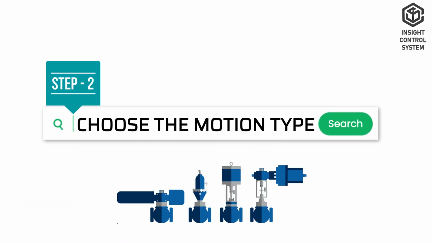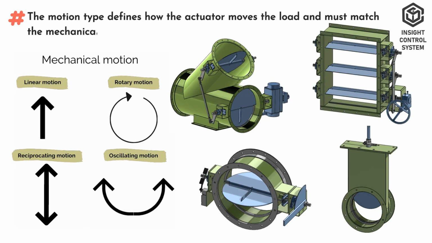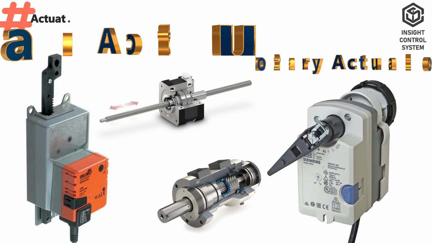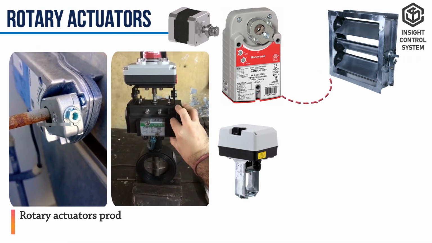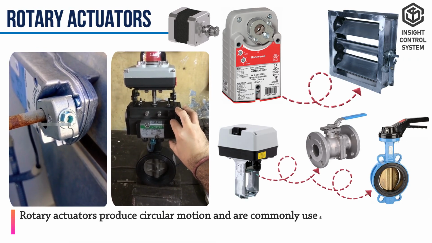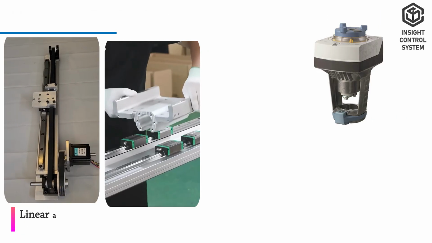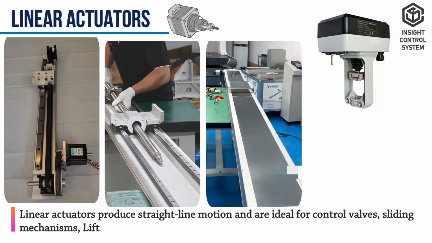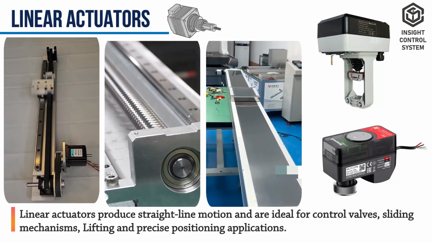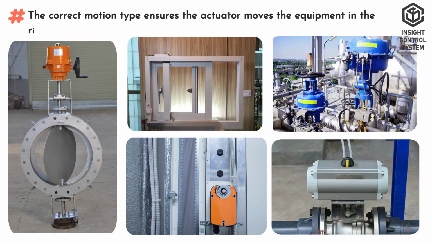Step 2. Choose the motion type. The motion type defines how the actuator moves the load and must match the mechanical requirement of the application. Actuators are mainly classified into rotary and linear motion types. Rotary actuators produce circular motion and are commonly used for damper control and ball or butterfly valves operation. Linear actuators produce straight-line motion and are ideal for control valves, sliding mechanisms, lifting, and precise positioning applications. The correct motion type ensures the actuator moves the equipment in the right way with accuracy and reliability.